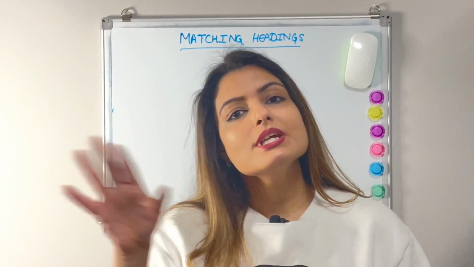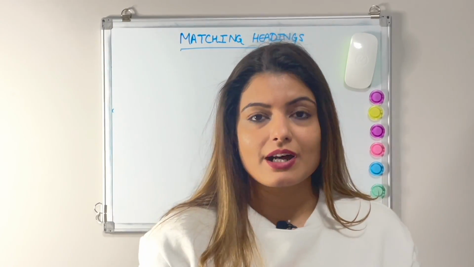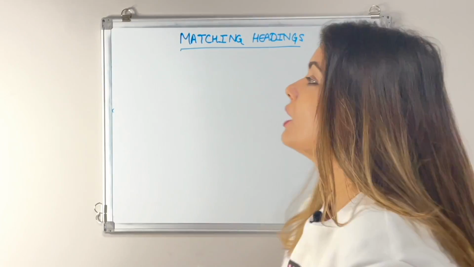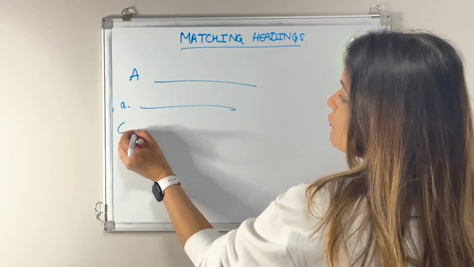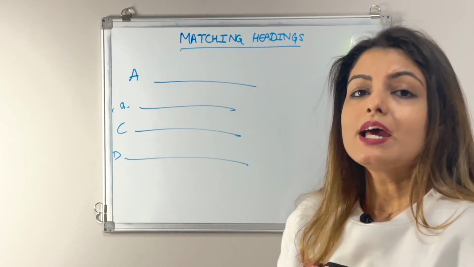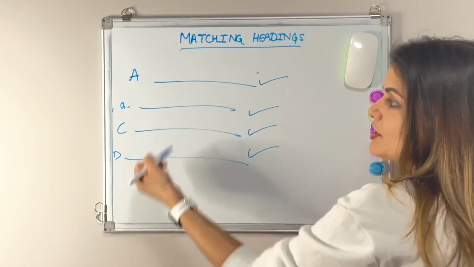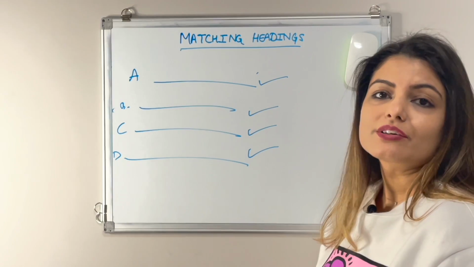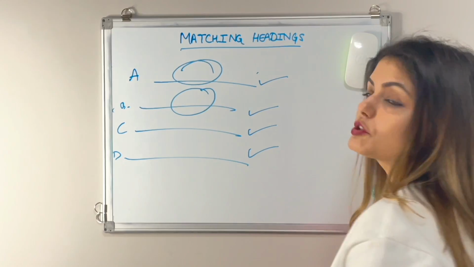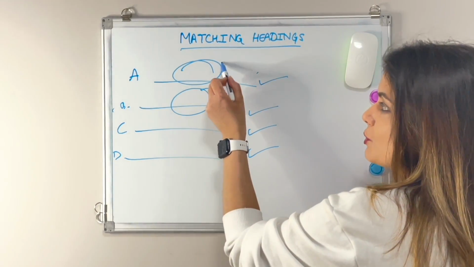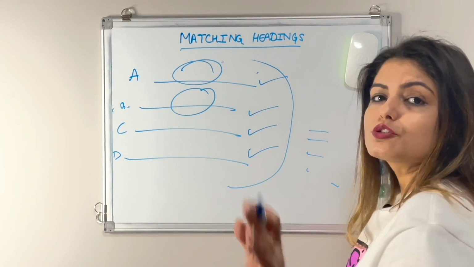Another way is to read the paragraph first. Try to figure out the gist of each and every paragraph, what this paragraph is talking about. For example, there are multiple paragraphs: paragraph A, B, C, D. You read each paragraph and try to figure out what it is talking about, what its main idea is. Now when you are done doing that, you read the headings and then try to match the information in your head.